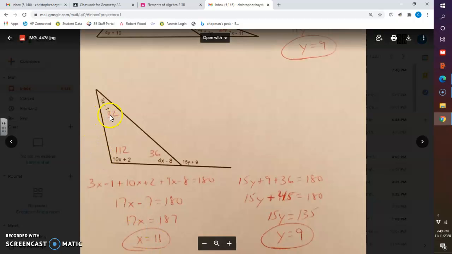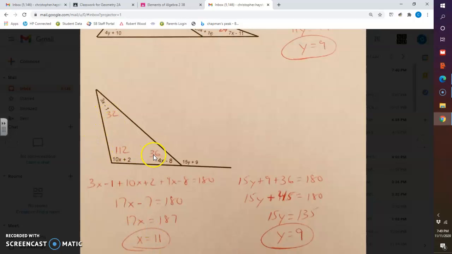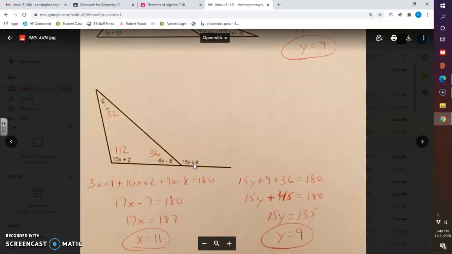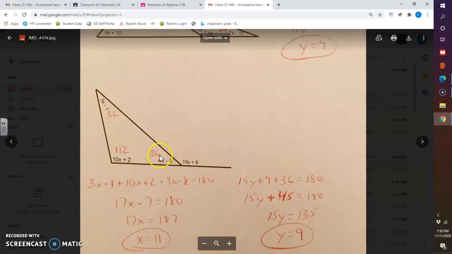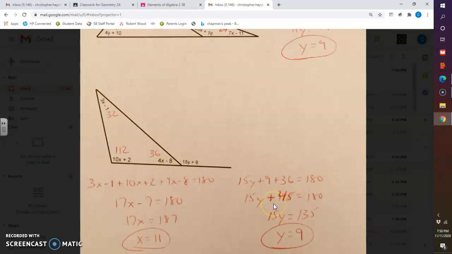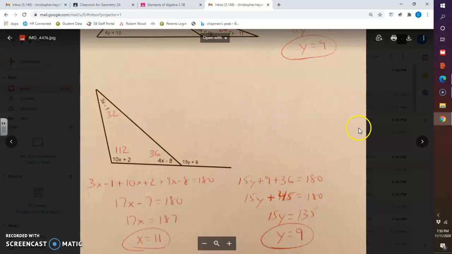And I plug my 11 in. I get 32, 112, and 36. This has to be a linear pair, or it's got to be equal to this sum. However you swing it, it's going to be 144 degrees. Or I can just do 15y plus 9 plus 36, which is this angle right here, which we figured out with the x, and we know together that's a linear pair. 15y plus 45 equals 180. We divide 15 on both sides, and our y equals 9.